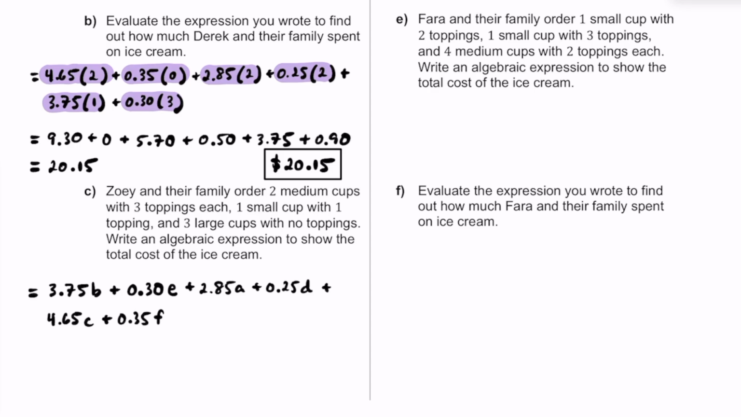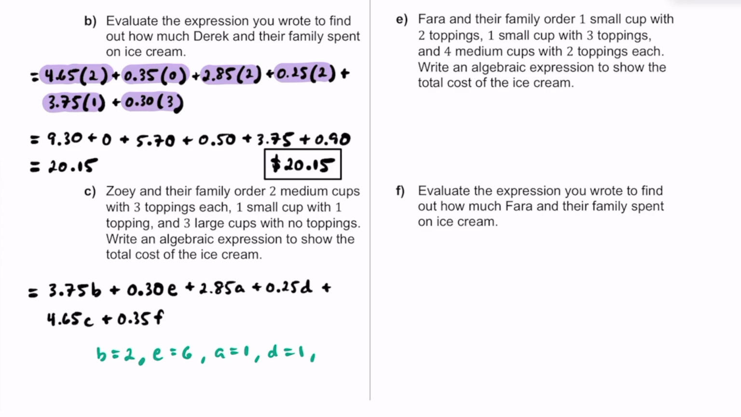All right, now in the next part, on part D, we're going to be evaluating this. So I'm going to go ahead and write down these values now. B is the number of medium cups, so we know it's 2. E is the number of medium toppings. Keep in mind that we're getting 2 medium cups, each of them have 3 toppings, so that's a total of 6. So E is actually equal to 6 here, right? For the small cup, we're only buying 1 of them, so A is equal to 1. D represents the small toppings, that's also going to be 1.